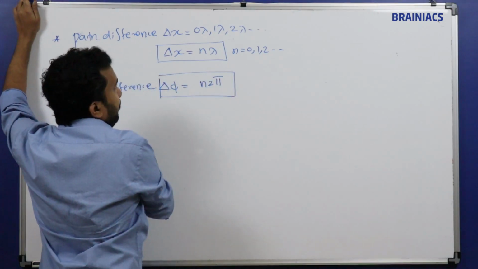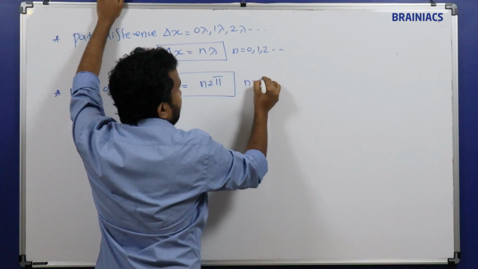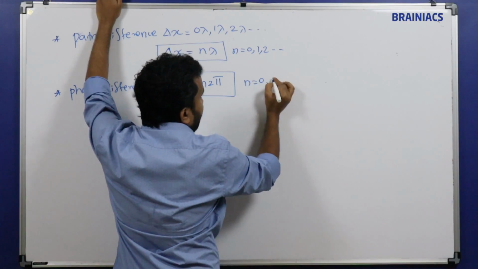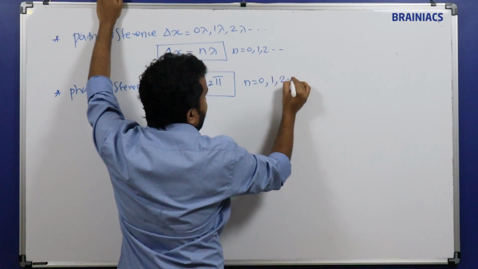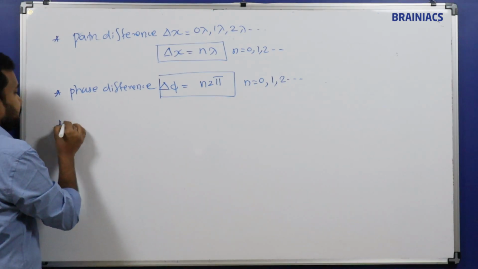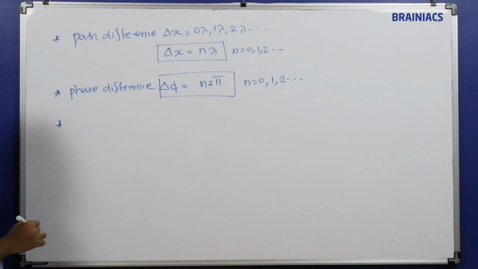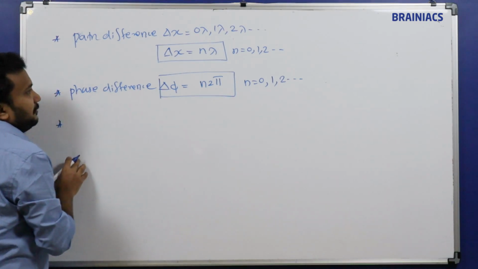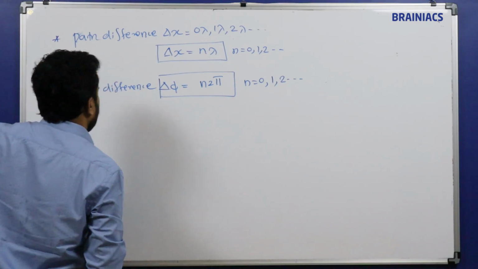So n should be 0, then n should be 1, then n should be 2. This is the condition for constructive interference. We know the amplitude equations. The amplitude becoming maximum is the condition for constructive interference.